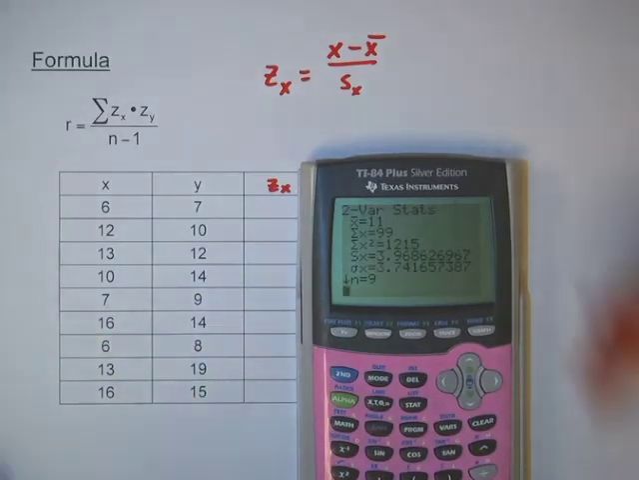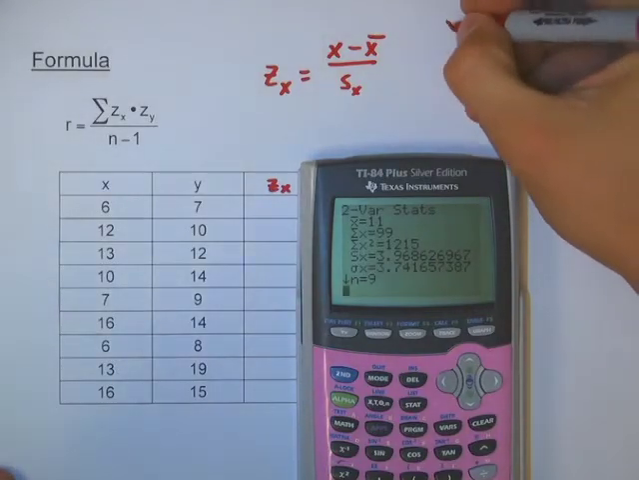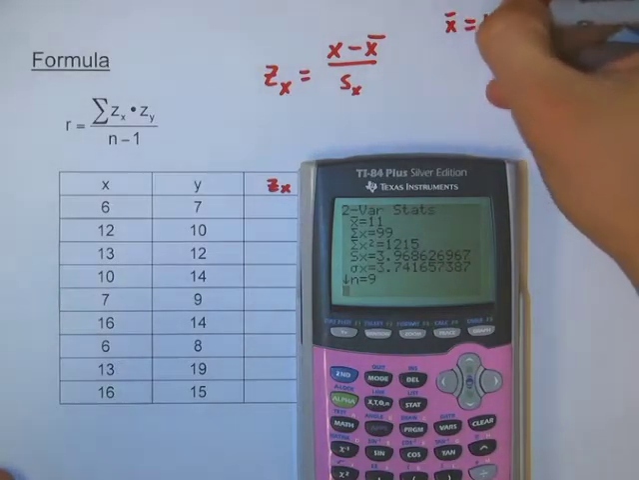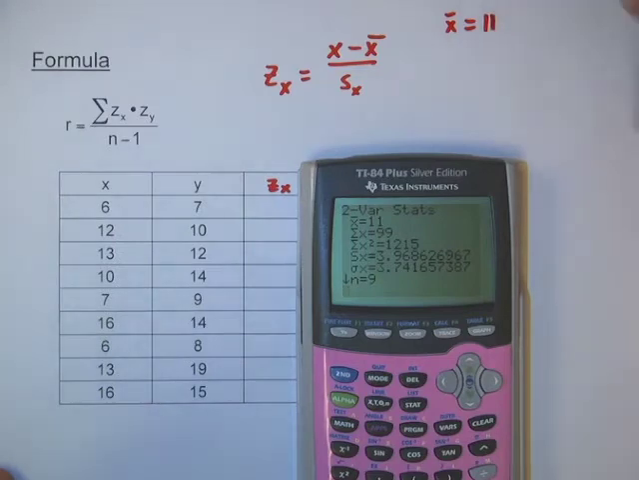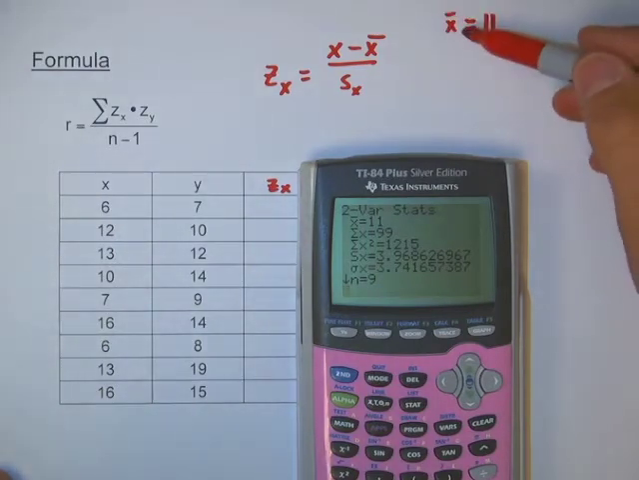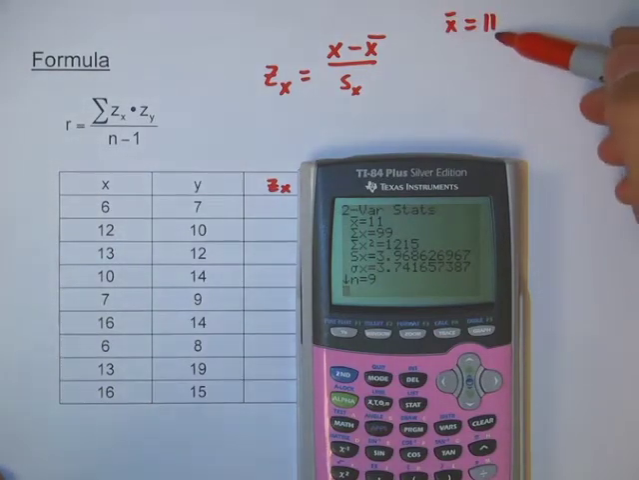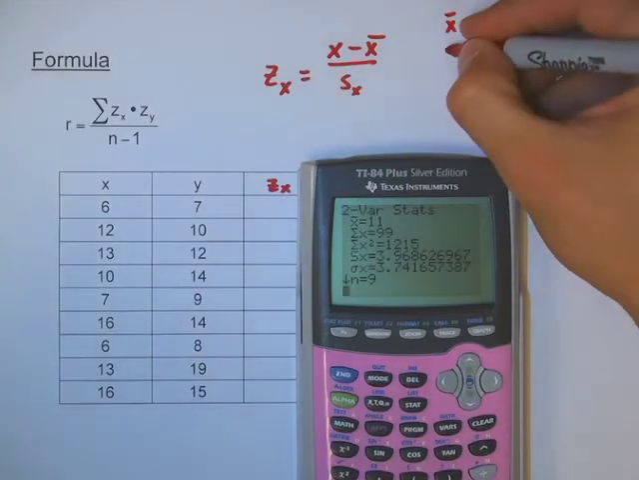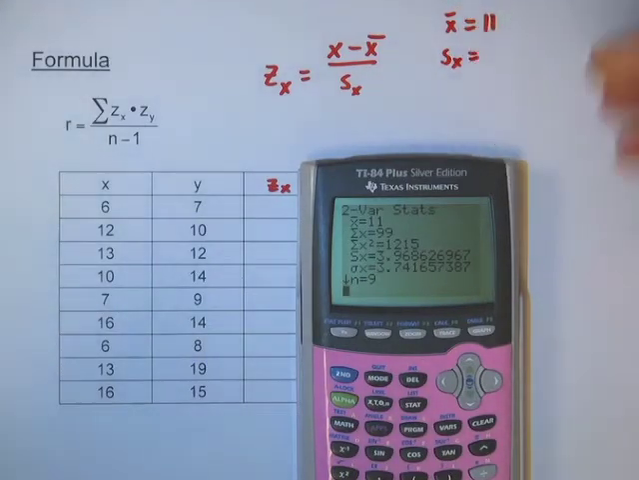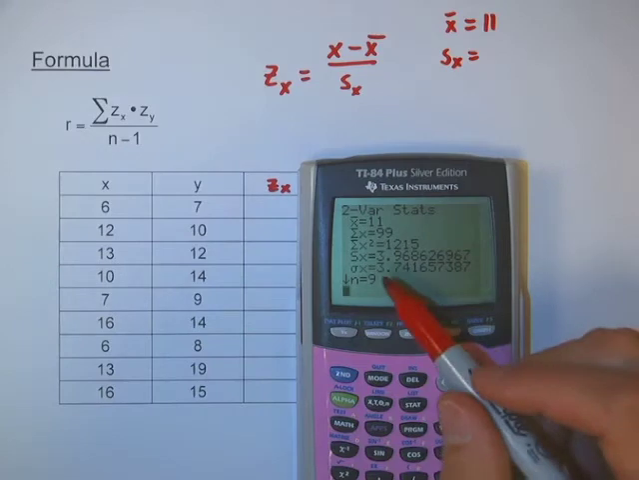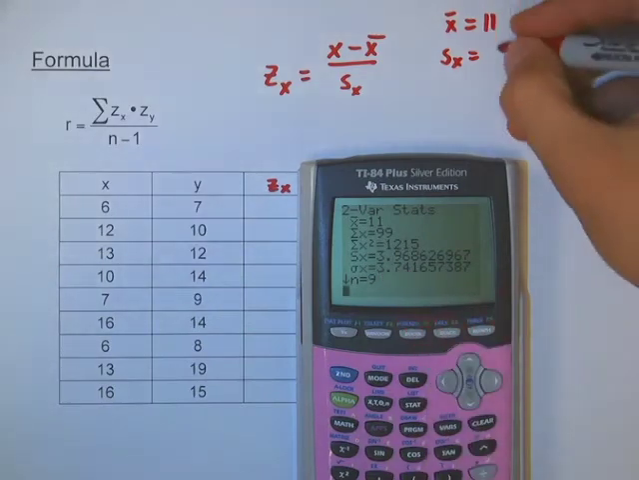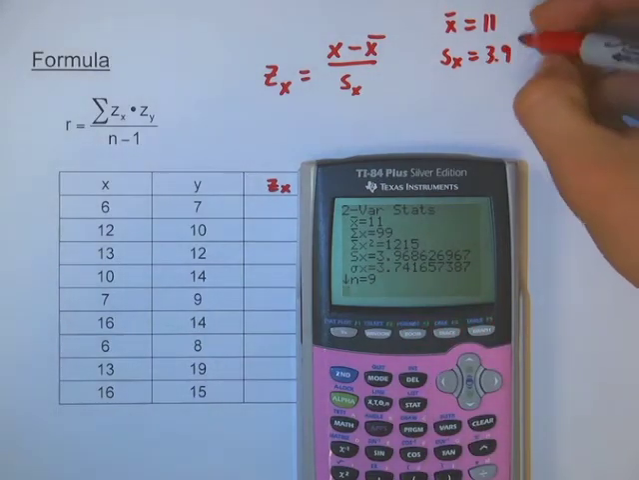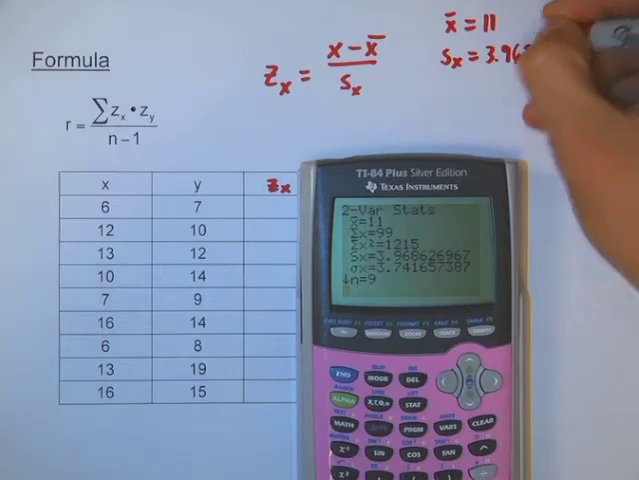So x bar is 11. That means on average my colleagues lived about 11 miles from work. S sub x is the sample standard deviation of the x's, so that's going to be about 3.968. Now I need the mean and standard deviation of the y.